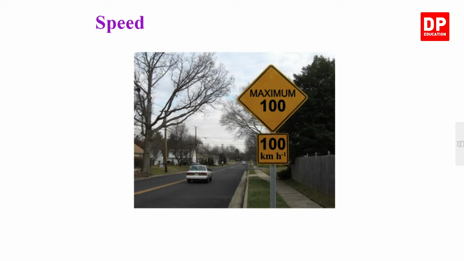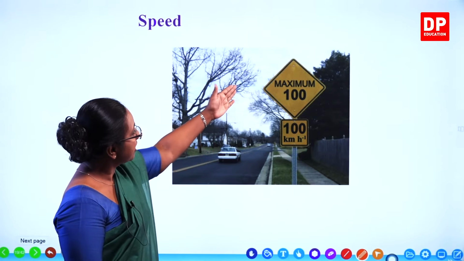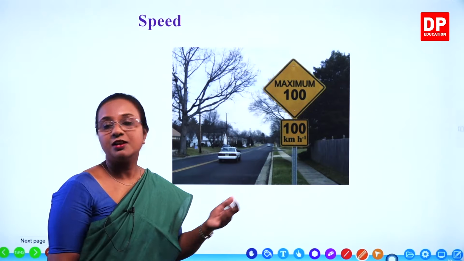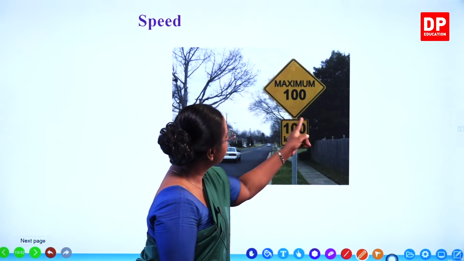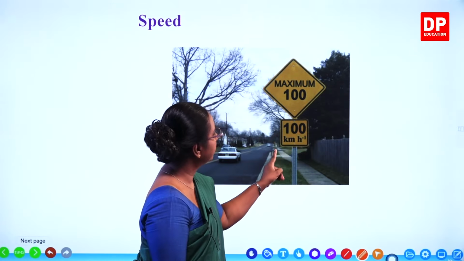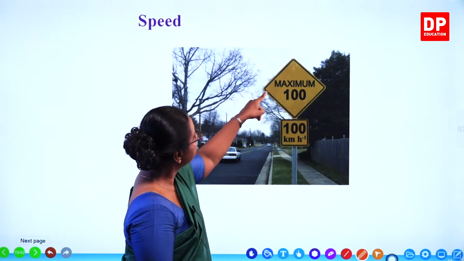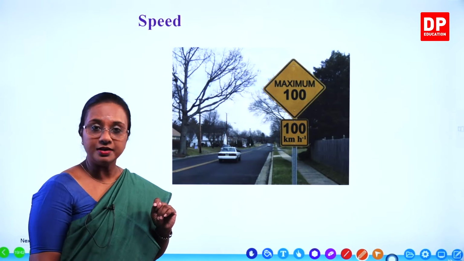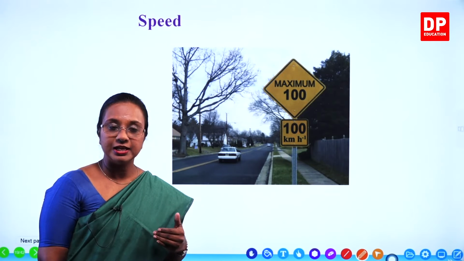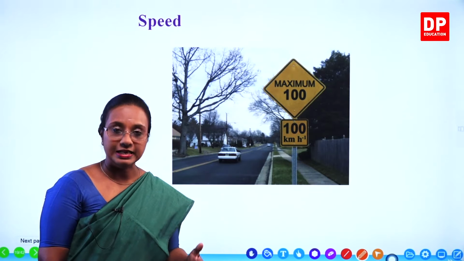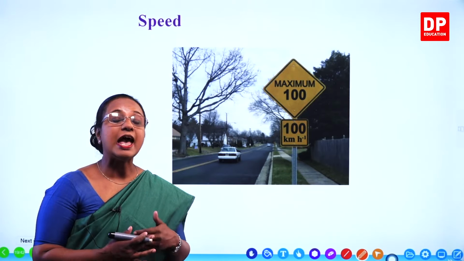So this is the next topic, that is speed. This is a sign that you come across when you travel along the road in your day-to-day life, and you can see there is a value given: 100 kilometer per hour. H-1 says it's per hour. And here they say it's a maximum of 100. So that means when you are traveling on the road by vehicle, you have to adhere to the speed limit. You have to maintain a maximum speed so that you can avoid accidents.